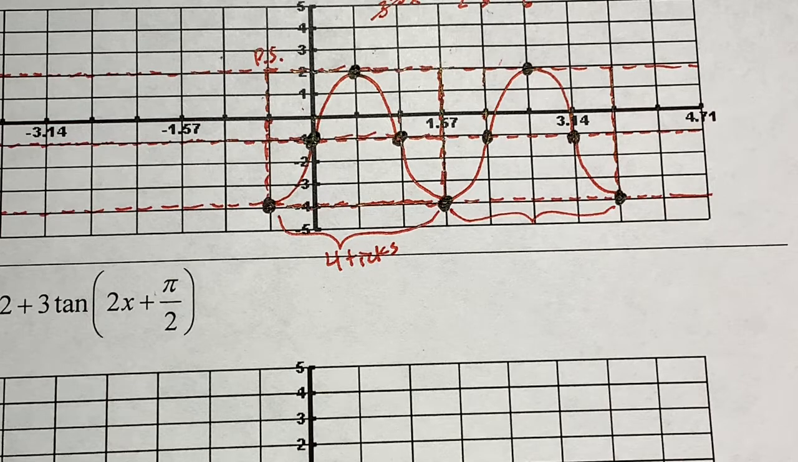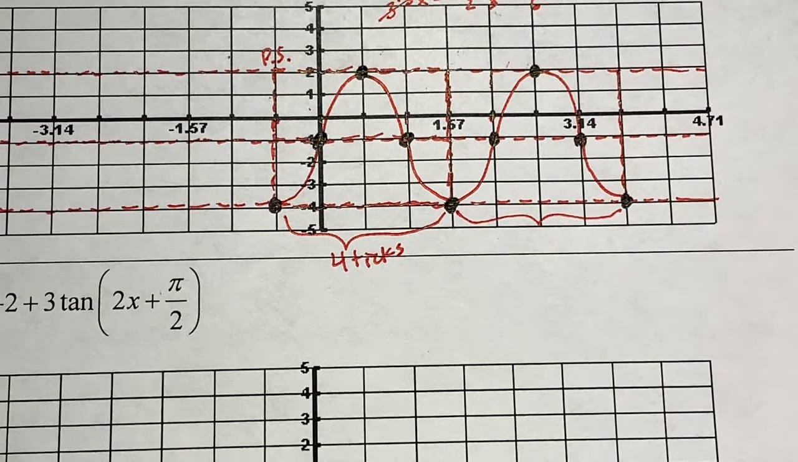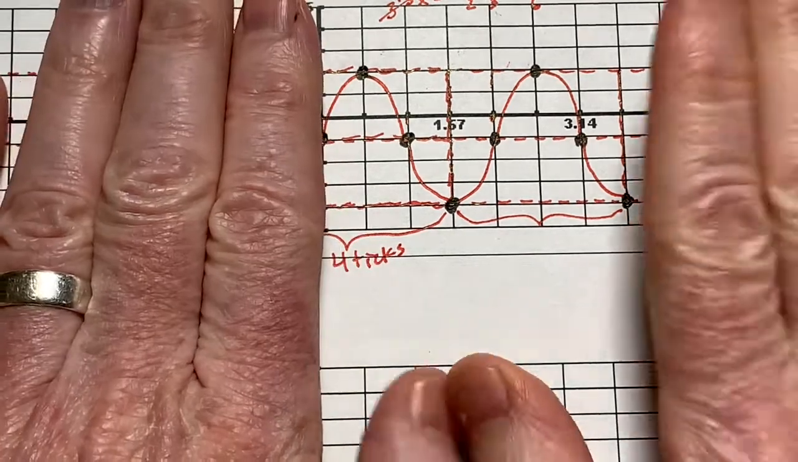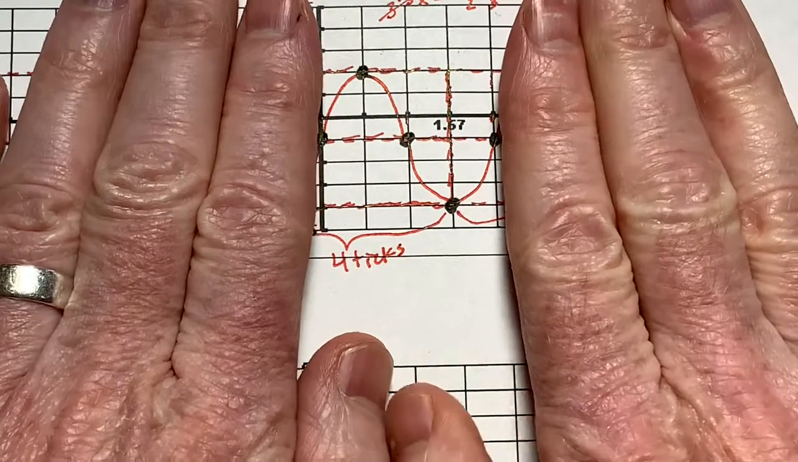All right? Now, if you're looking at this and wondering, how do you know that this is a cosine? I mean, I know we graphed a cosine curve, but what if I just saw it and all I saw was this?